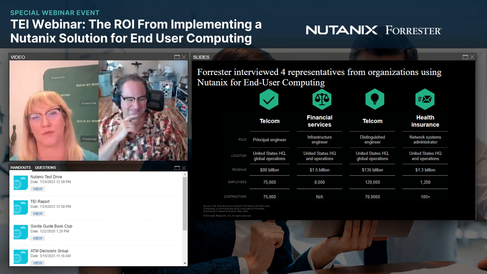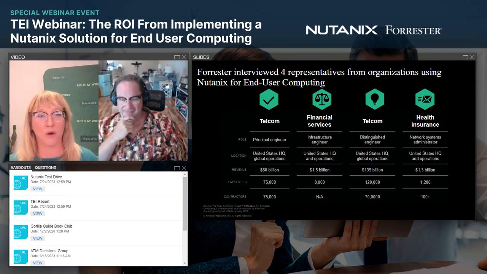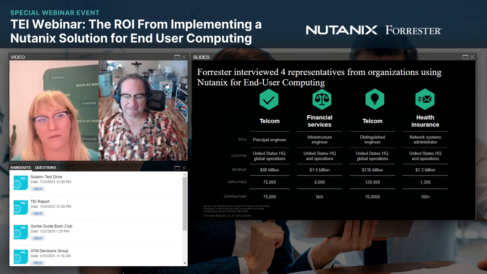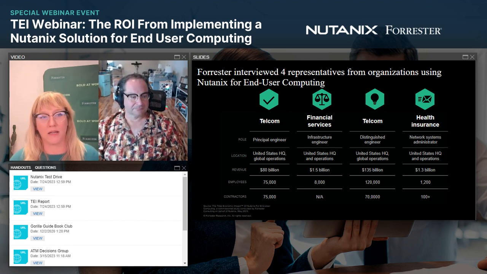These folks who guided us through their use of Nutanix for EUC and how their organizations derive value. So these are pretty big companies. They're sprawling. So we have telecom, a couple of those, financial services, health insurance. So think sprawling, distributed, complex, lots of users, contractors, very important user experience, lots of infrastructure. The people with whom we spoke, engineers, they're in the infrastructure, they're admins, they know all the ins and outs. We looked at companies that were based in the United States, but worked around the world generally.